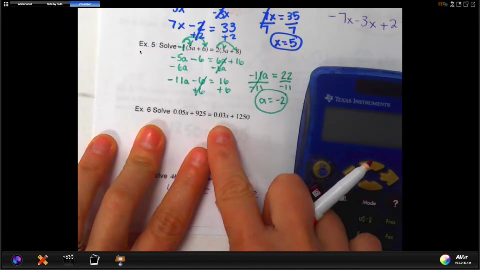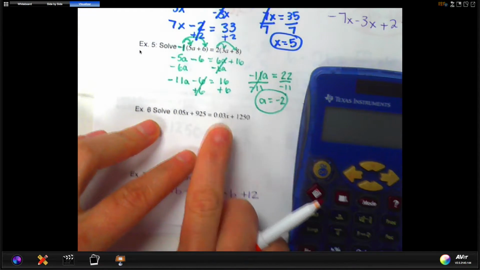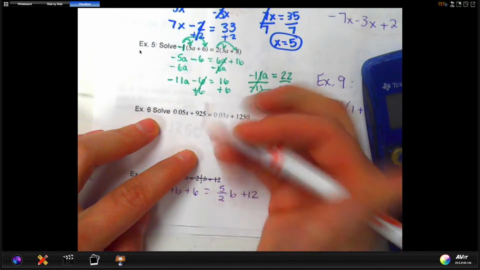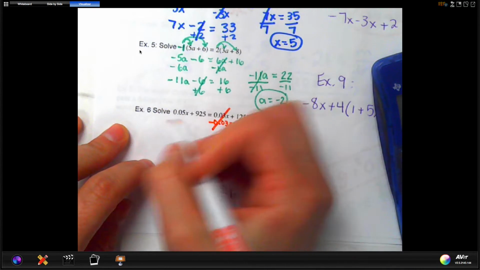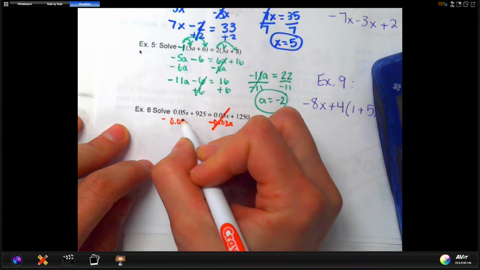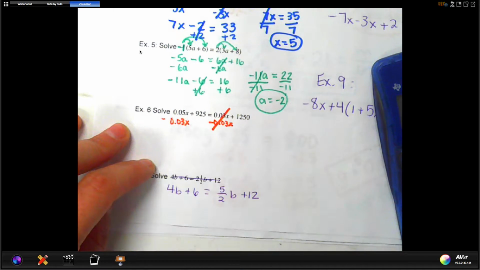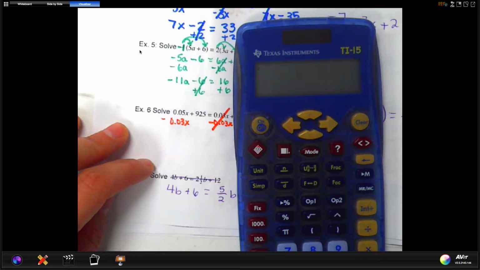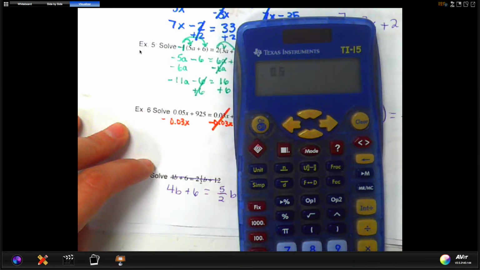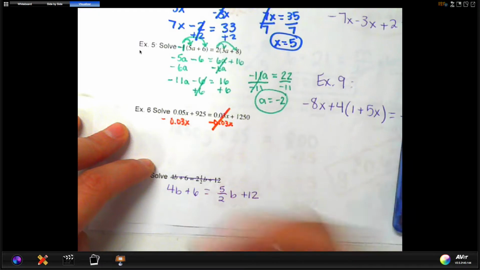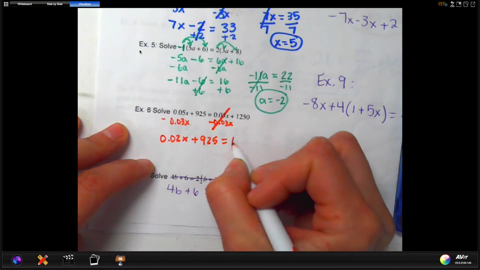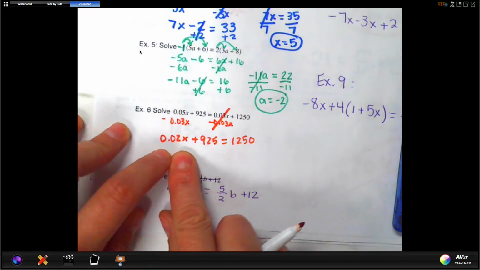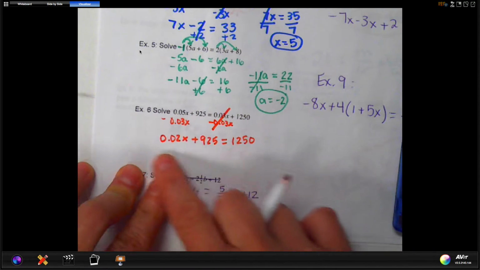Okay, so in order to do that, we're going to cancel out the variable on the right. So the opposite of 0.03x would be to subtract it. Okay, and so we'll cross that out. Now we have to subtract it on the right side as well, and we have to subtract it from the one that has the x. So if you're unsure, make sure you use a calculator. You can type that in like this without the x, just to be sure, and then add the x back on. So you see it's 0.02, and then we're going to add our x back on. Plus 925 equals 1250. And now we only have one variable, and we have our basic two-step equation.